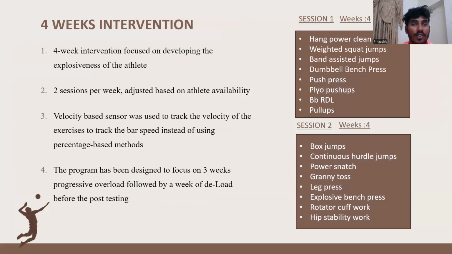The 4-week intervention program. The 4-week intervention program was focused on developing the explosiveness of the athlete. Two strength sessions per week were adjusted according to the availability of the athlete. The two strength sessions, session 1 and session 2, are shown in the PowerPoint on the right side. A velocity-based sensor was used to track the velocity of the athlete's bar speed instead of using a percentage-based method. This program was designed with 3 weeks of progressive overload followed by a week of deload, so a total of 4 weeks of training.